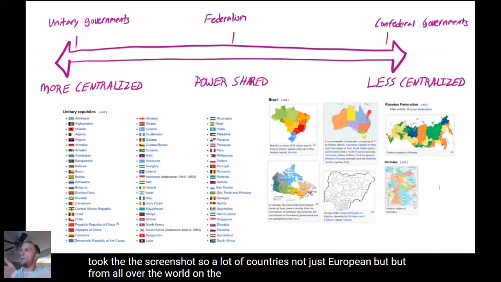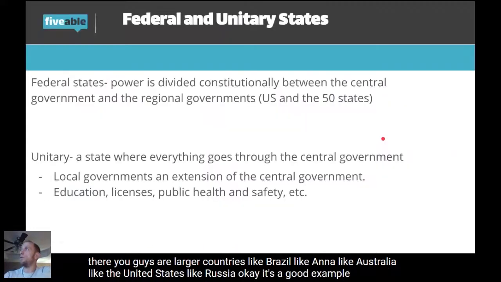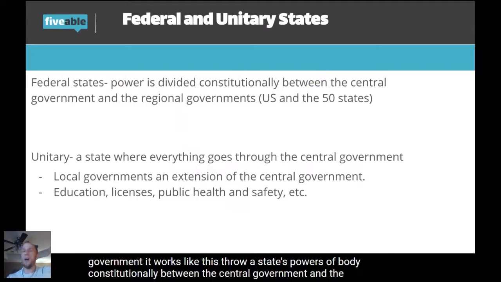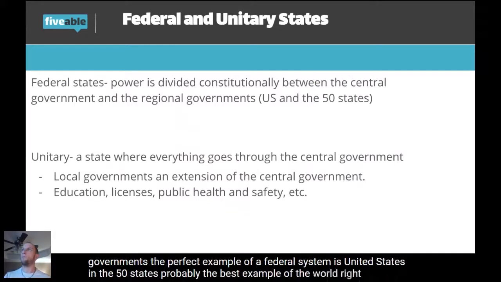On the federal side, not confederal, but federal, you've got your larger countries like Brazil, like Canada, like Australia, like the United States, like Russia. Federal states' powers are divided constitutionally between the central government and the regional governments. The perfect example of a federal system is the United States and the 50 states. Probably the best example in the world right there.